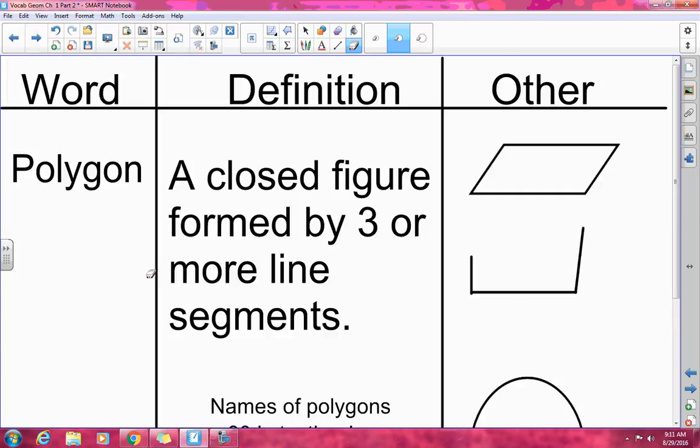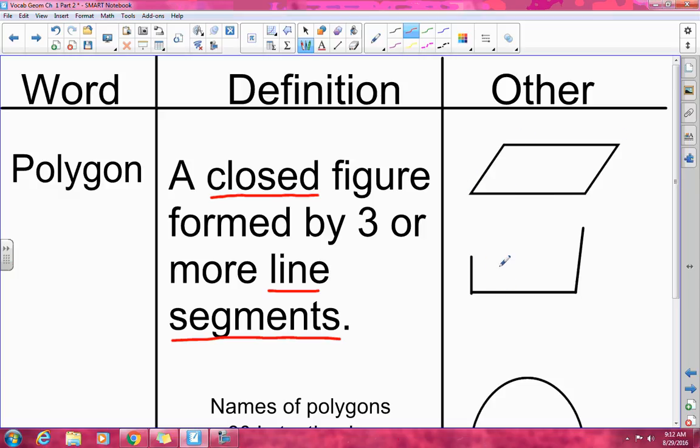Alright, so first of all, we have a polygon. The definition of a polygon is that it's a closed figure formed by three or more line segments. So the important part of that definition is closed, and polygons have to be made from line segments. So up here, we have a polygon. It's closed, there's no little gaps in it, and all of these edges are line segments.